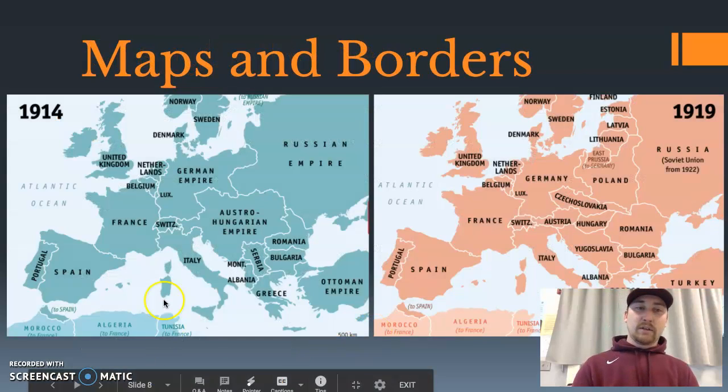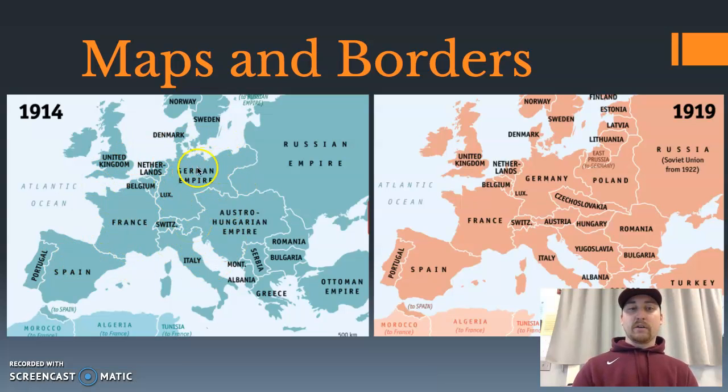And here we see in 1914, this is what the map looked like prior to World War I starting. We see the German Empire stretched over a large piece of land. We see Russia as well, the Austro-Hungarian Empire, and the Ottoman Empire. All had substantial amounts of land.